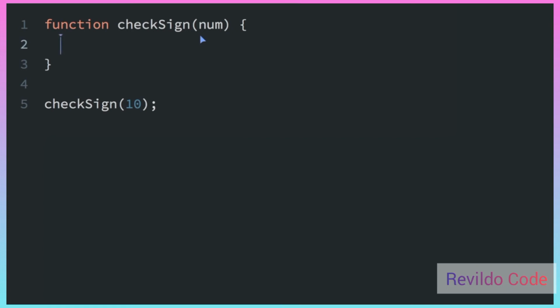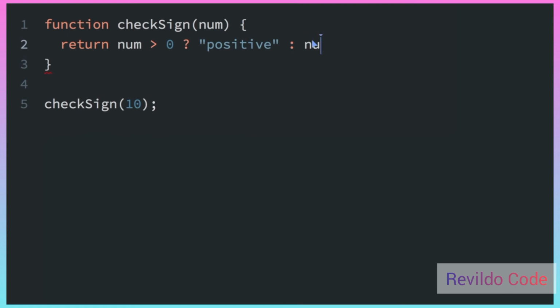So here it is, return, and first we're going to check if num is more than 0, and then we'll use the ternary operator. If so, the first thing after the question mark is if it's true. If it's true, we're going to return positive. If it's false, if the number is not more than 0, we'll do something else. But here's where we're going to have another ternary operator.